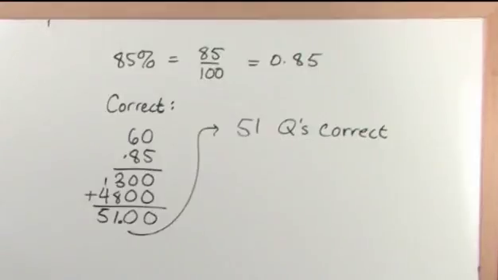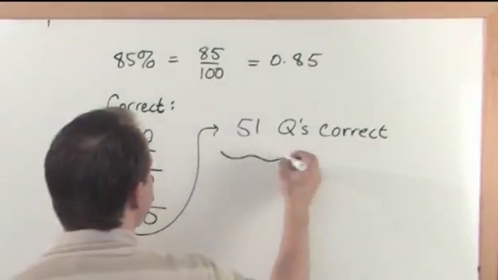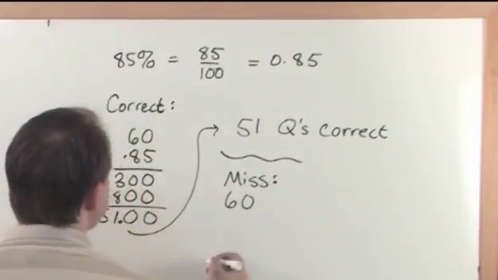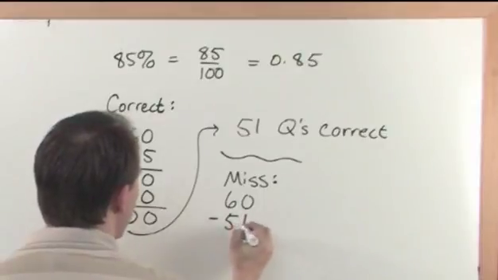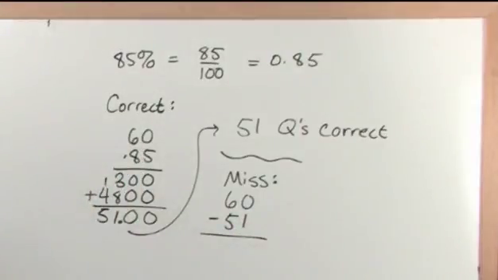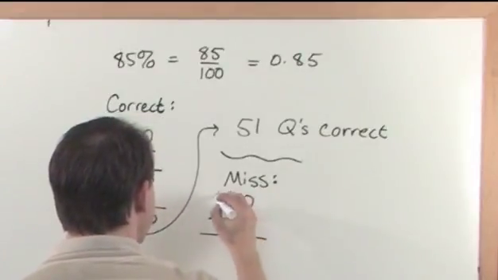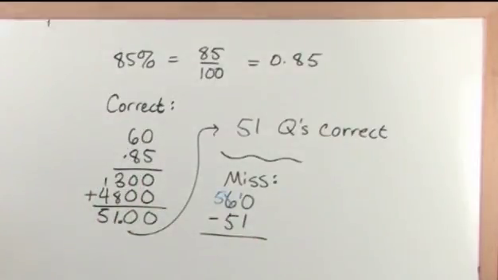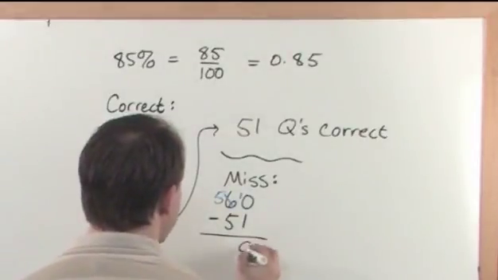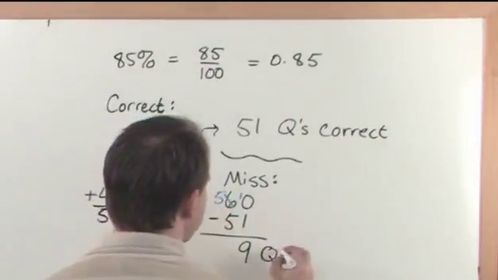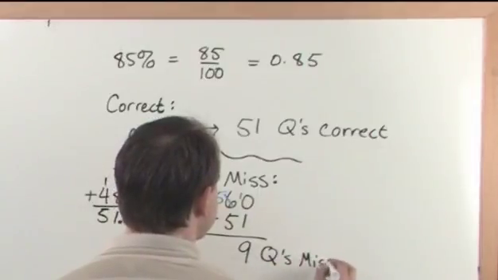But the question doesn't ask that. It says how many did he miss. So it's a simple thing to say how many questions did he miss. I take the 60 questions on the test and I subtract the 51 questions that he got correct, and that will be how many he missed. So let's do that. What is 60 minus 51? Starting in this column. 0 minus 1, I can't really do it, so I borrow. I make it a 10, I make him a 5. So now 10 minus 1, I think you all know, is 9. And 5 minus 5 is 0, so I don't even have to put him. So 9 questions missed.